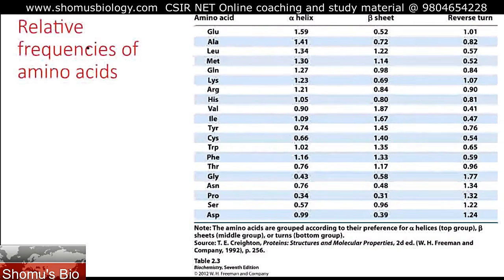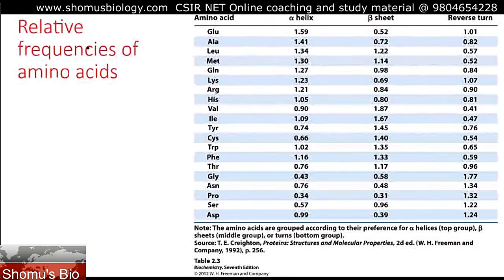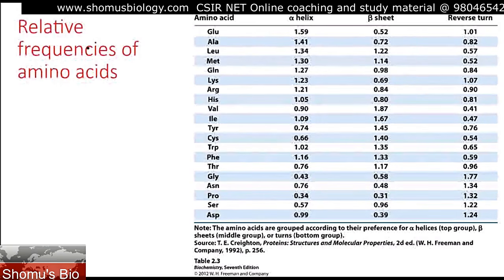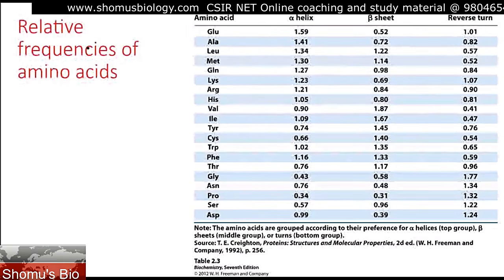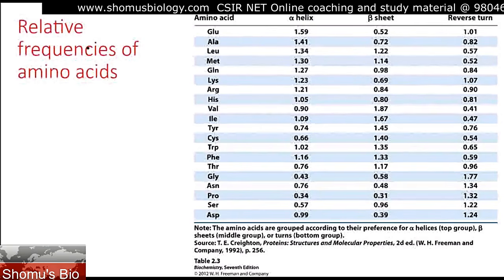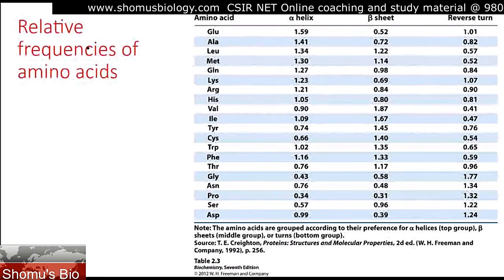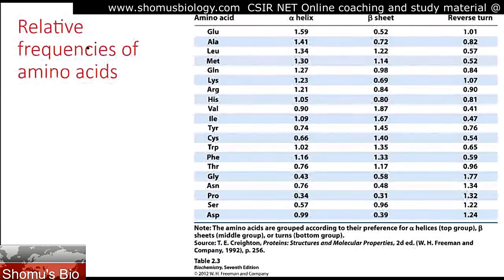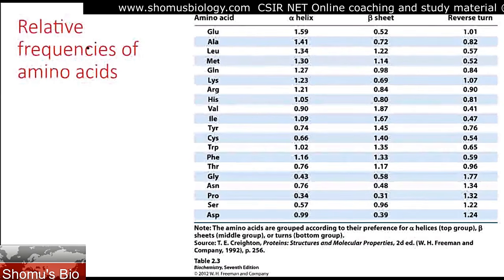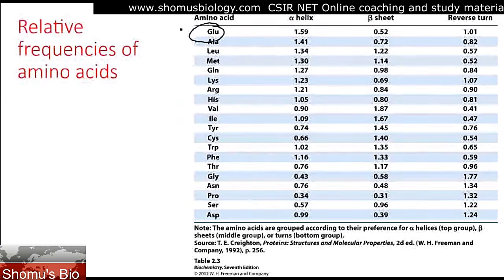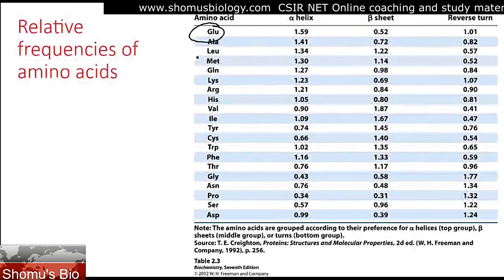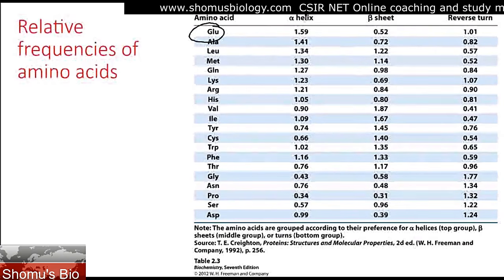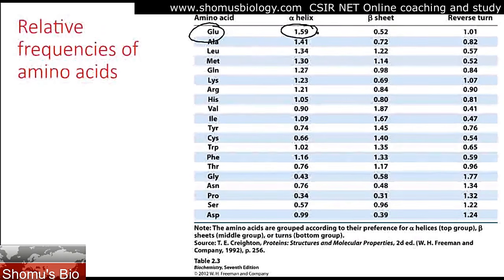And this idea of the phi and psi angles not only helps us to predict the structure, but also helps us find out the relative frequency of amino acids that are more likely to be present in either alpha helix or beta sheet, because there are particular amino acids which tend to produce better alpha helix, and there are amino acids which tend to produce better beta sheet. For example, the frequency of glutamic acid to be present in alpha helix is high compared to beta sheet.